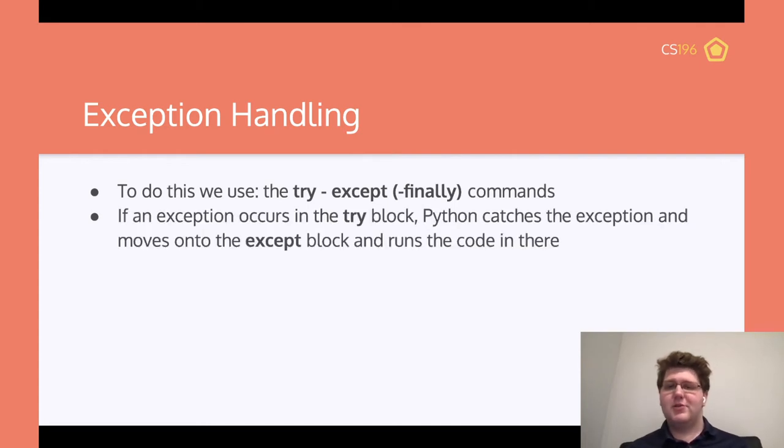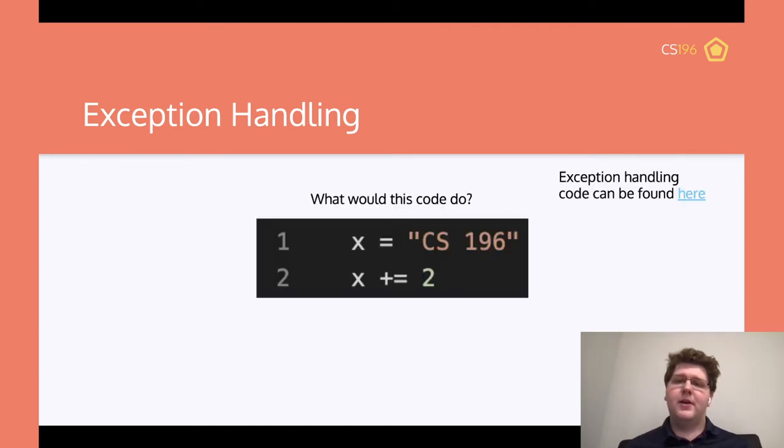If an exception occurs in the try block, Python will catch the exception and move on to the except block and run the code inside there. Apparently it doesn't mention this on this slide, but the finally block will run regardless of what happens inside the try block. So in this case, what is this code going to do?